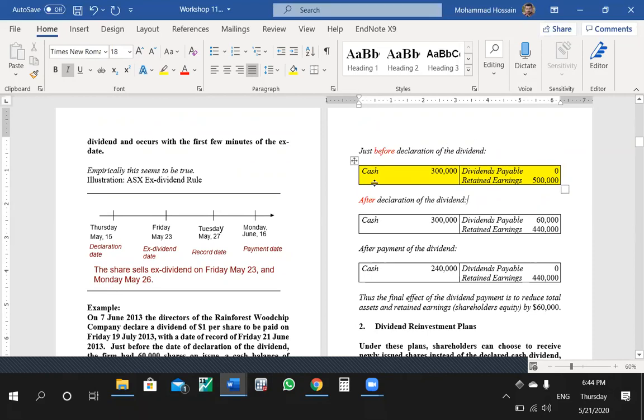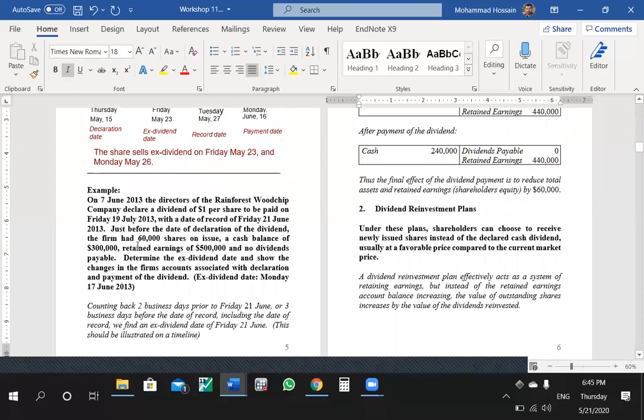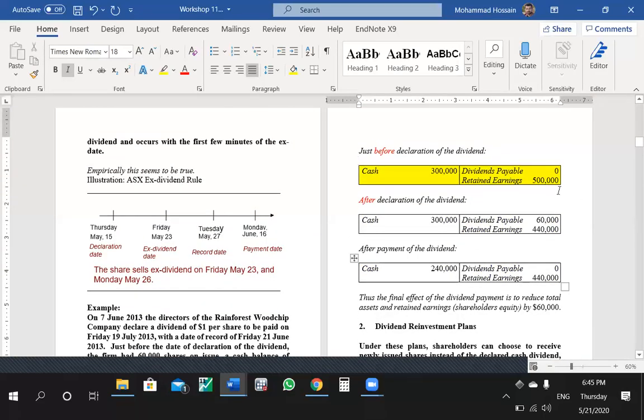Then they declared that we are going to issue a dividend. How much dividend are they going to issue? It was actually $60,000. They decided to pay dividends. And what happened? Look, money is transferred from retained earnings to dividend payable. Retained earnings reduced, dividend payable increased.